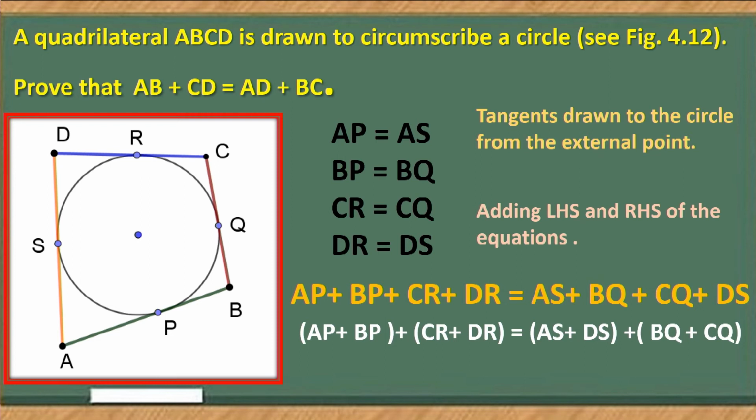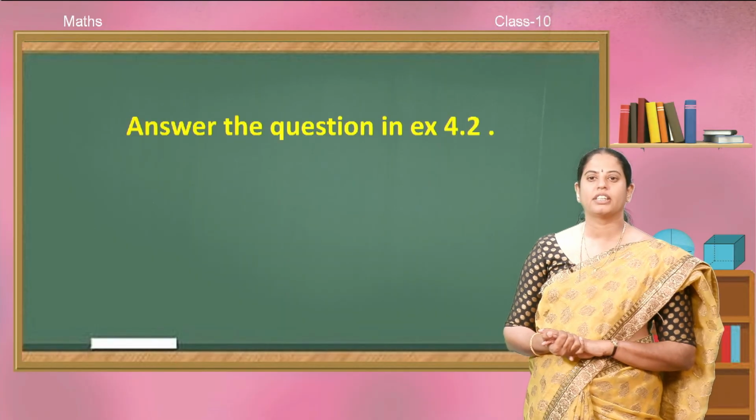plus BQ plus CQ. AP plus BP means it is AB only. CR plus DR means you can observe it is the side CD. AS plus DS is AD and BQ plus CQ is side BC. So, hence we have proved that AB plus CD, the sum of opposite sides of the quadrilateral, is equal to AD plus BC. Hence, we proved that statement.